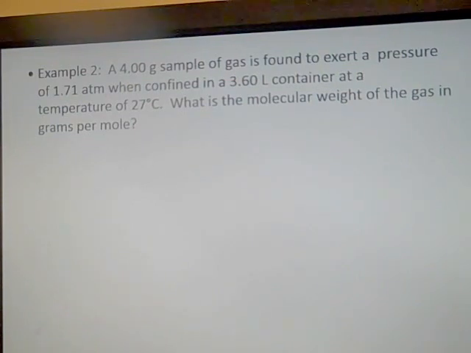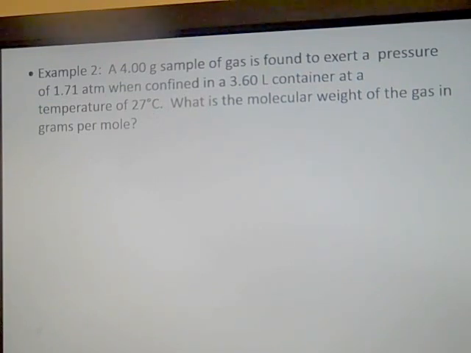Okay. So in this type of question, what do you need to do? Well, here we know that we have 4.00 grams of the sample of gas. We know that it exerts this type of pressure when confined into a container that has this volume, and then we know the temperature.